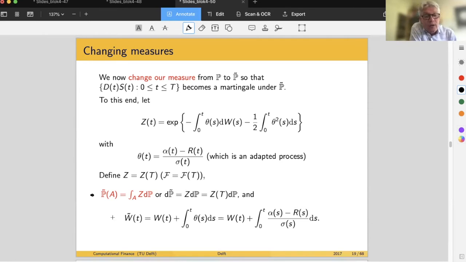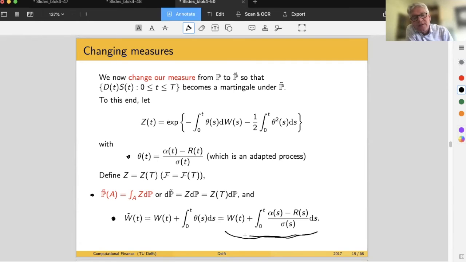And we define our new Brownian motion, our W tilde. Now, we don't know yet that it's a Brownian motion, right? That is the part where Girsanov's theorem comes into play. But we define this stochastic variable W tilde_t as W_t plus the integral from 0 to t of theta_s ds. And we substitute for theta our specific form that we have written down over here. So that is equal to W_t plus the integral from 0 to t of (alpha_s minus R_s) over sigma_s ds.